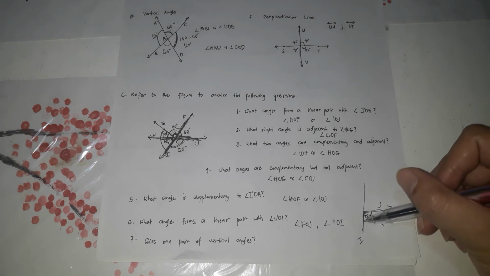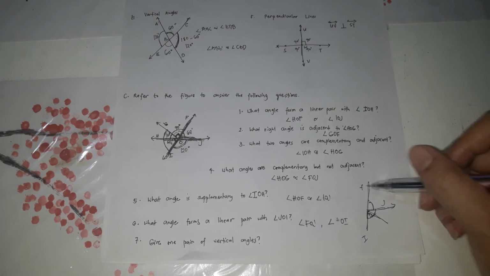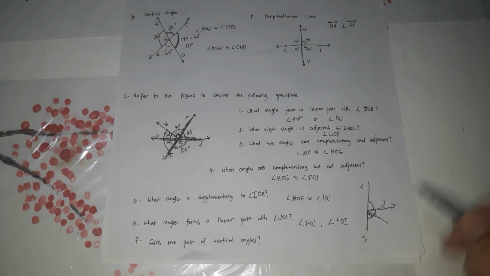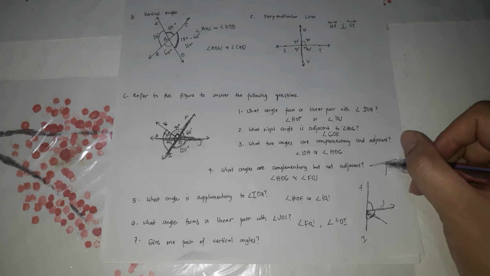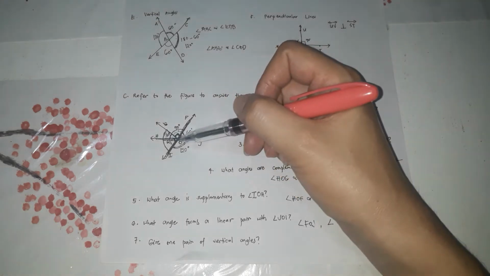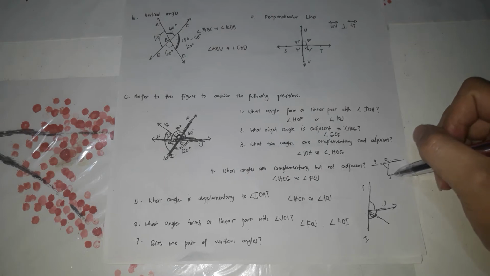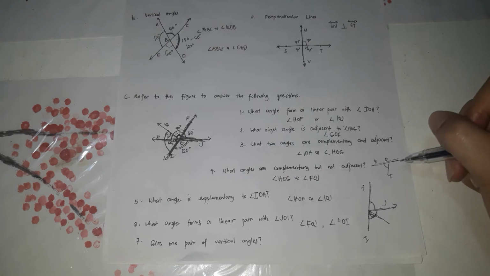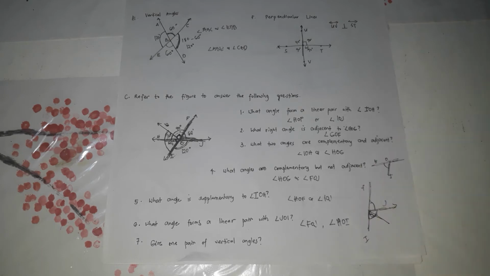Pwede ito siya, which is FOJ, or pwede ito siya. Pwedeng, di ba ganyan siya? Pwedeng ito, which is, based on the drawing, HOI. Or si ano pala? HOI. So, this is HOI. That's correct. Give one pair of vertical angles.